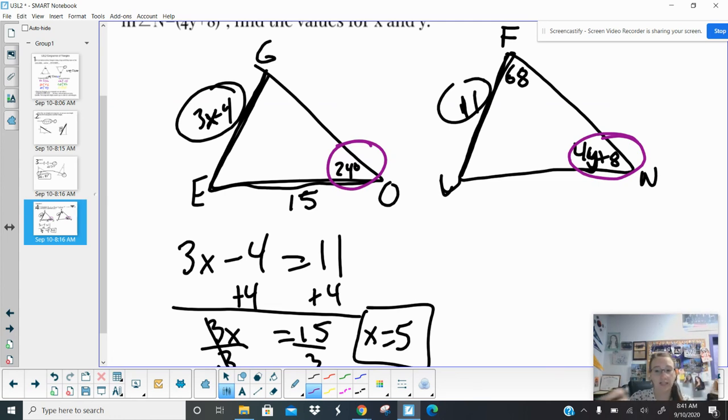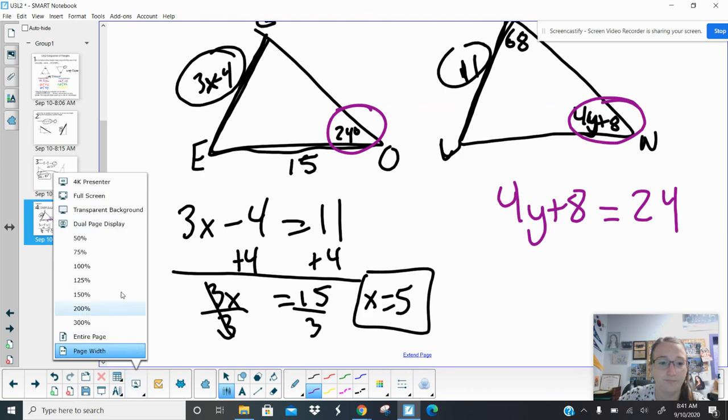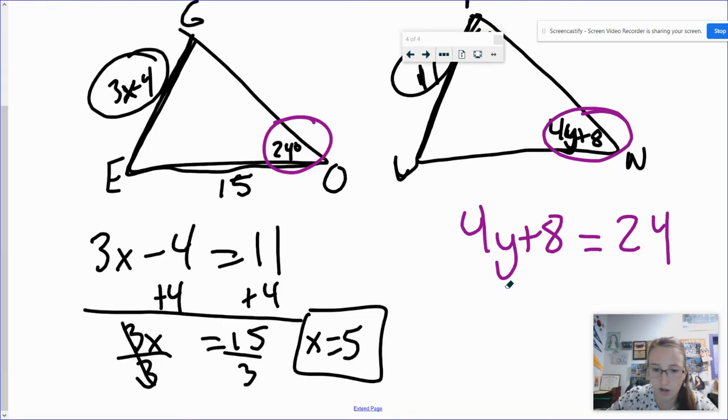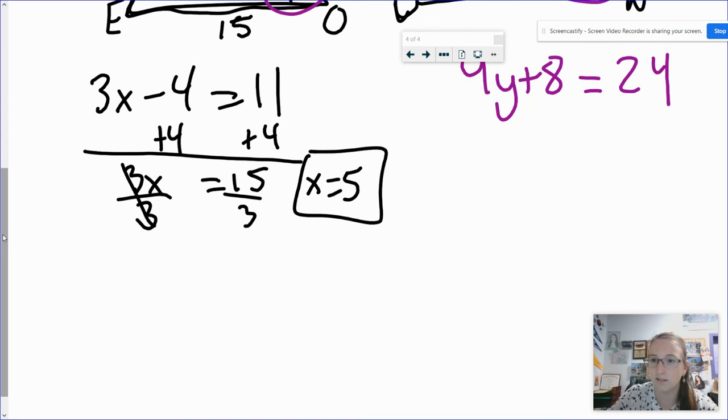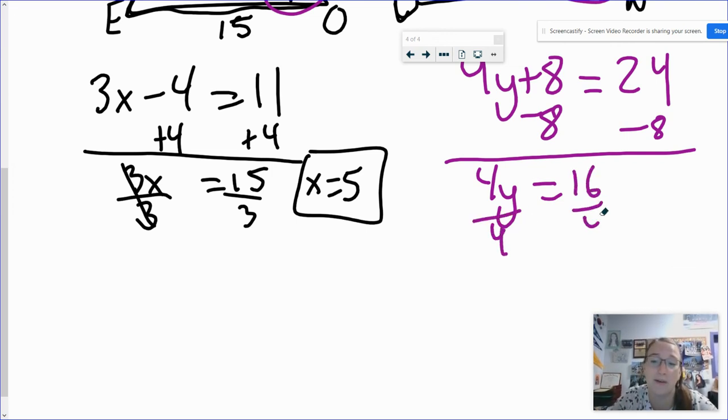I drew them specifically so that it goes in order. I don't have to like, wait, okay, what angle is this one congruent to? These triangles are flipped. No, they're in order. So we have 4y plus 8. If these angles are congruent, set them equal to each other. Go ahead and take a moment to solve. Okay, let's check. So I need to subtract the 8 and divide by 4. 4y equals, what is that? 16. That should be right. Divide by 4. We got y equals 4.